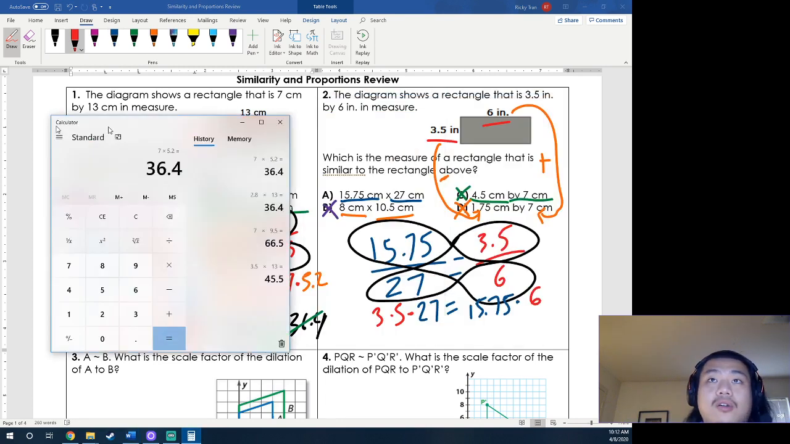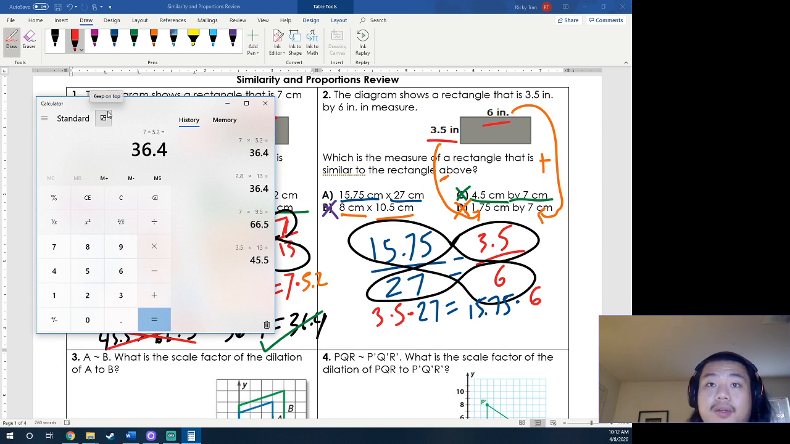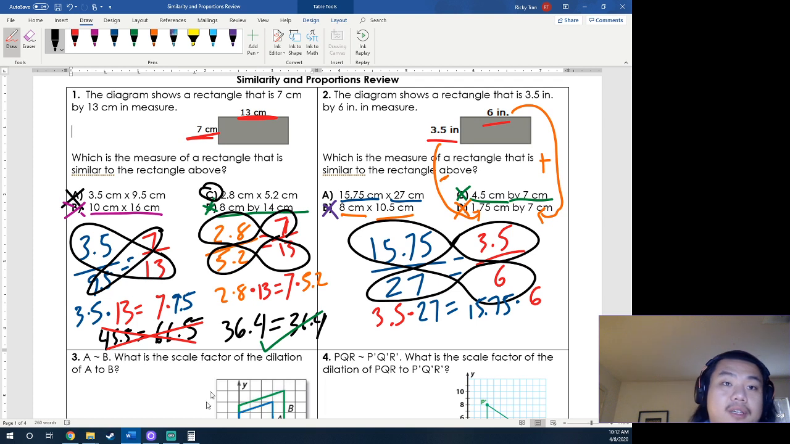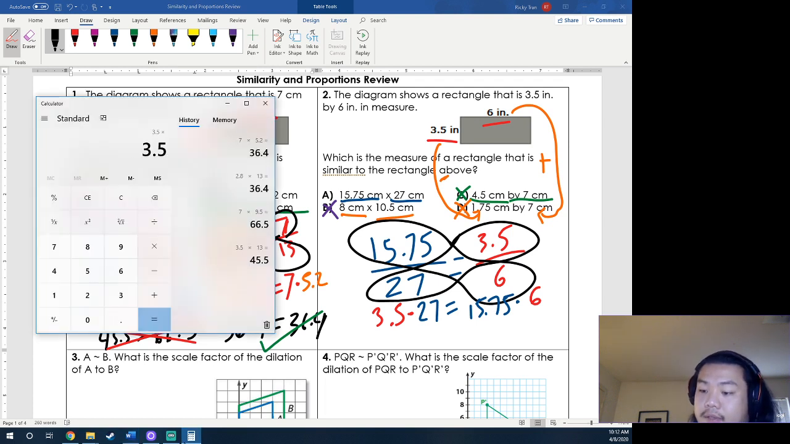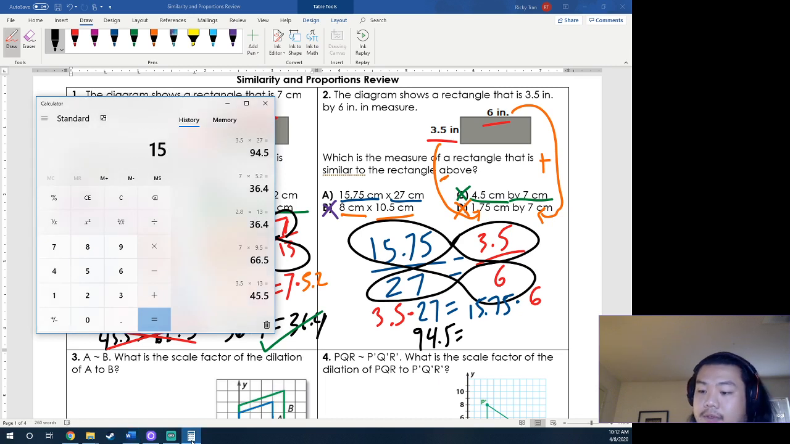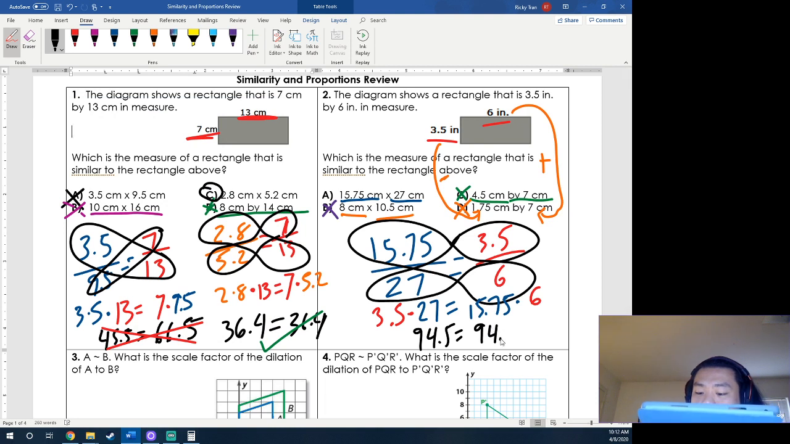Okay, and so we have 3, oh, that's 3.5. That's like 3 times 5. Let me fix that. 3.5. There we go. 3.5 times 27, or 94.5, is equal to 15.75 times 6, or 94.5. So this checks out, which means your answer is A.